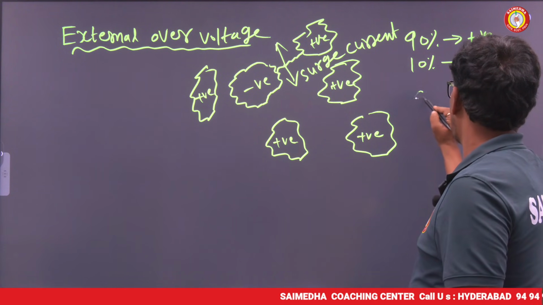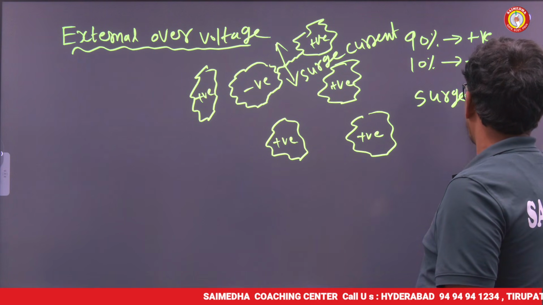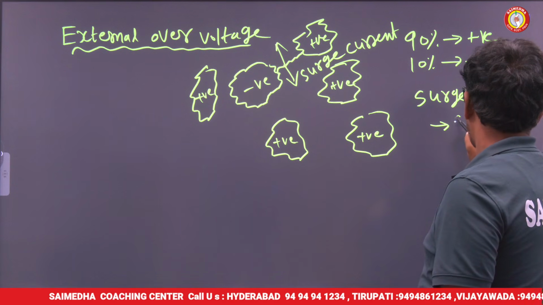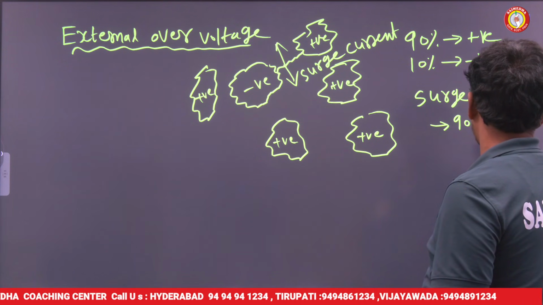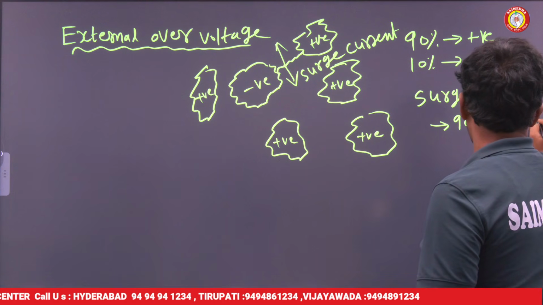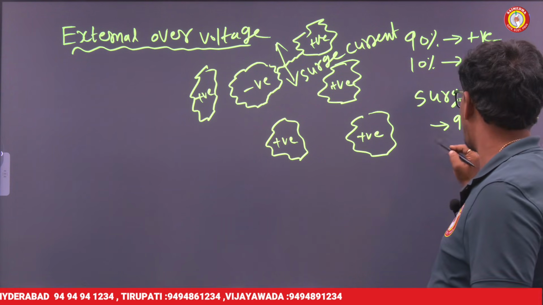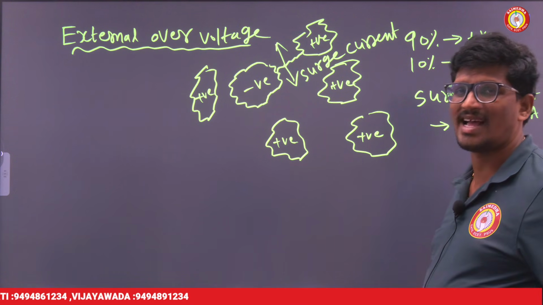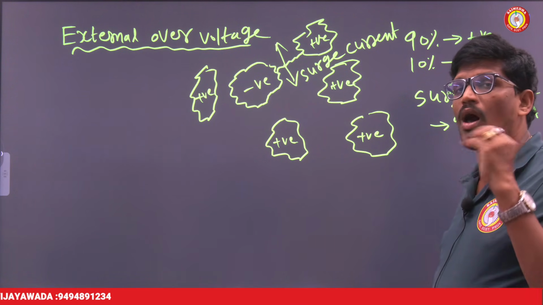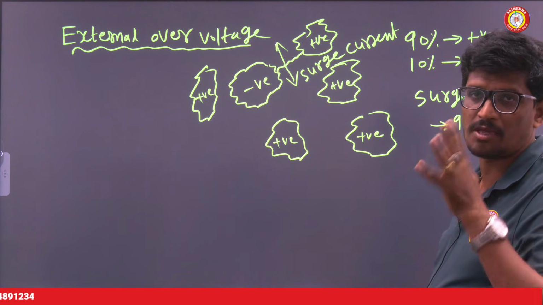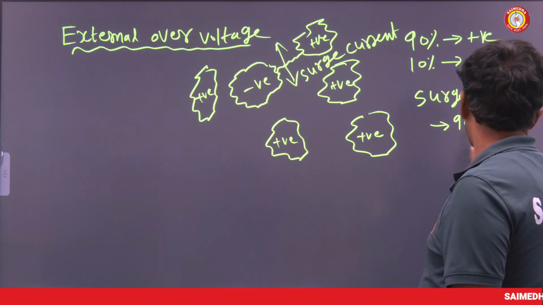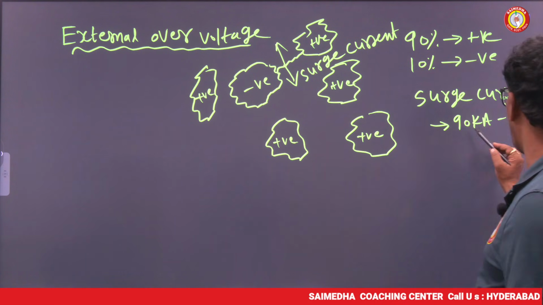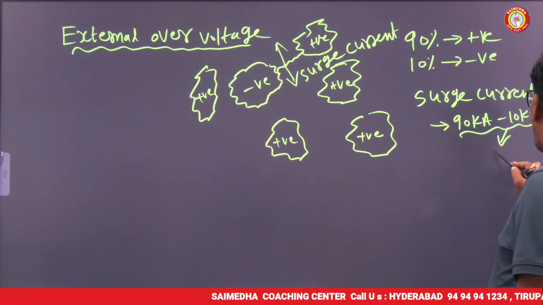Look at the board, the surge current range is 10 kiloamperes to 90 kiloamperes. This is the range of surge current. Its magnitude of current is very high. This current directly entering our transmission line or substation, all equipment gets damaged. That is a big problem. This is the range of current in ideal condition.